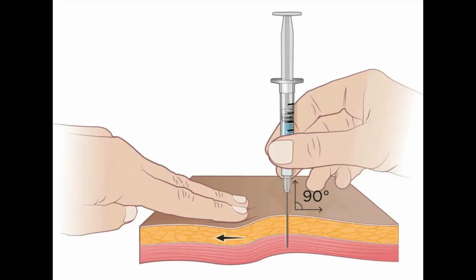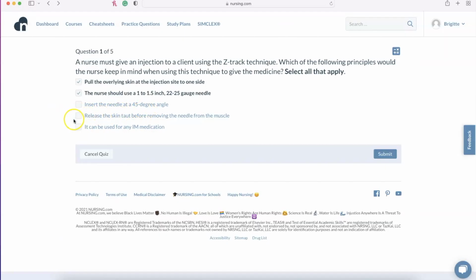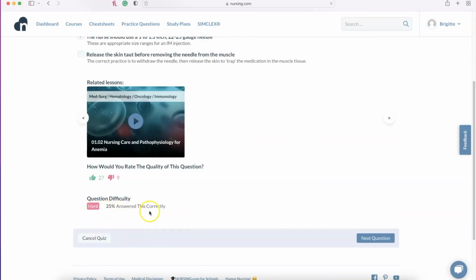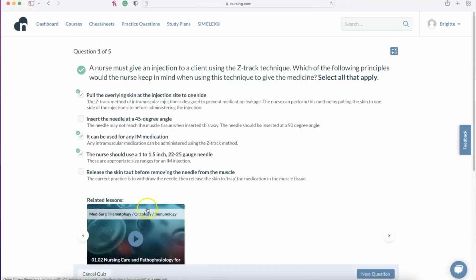With the Z-track method, if you remember, you pull the skin over to the side. So pull the overlying skin at the injection site. You need to use the appropriate needle length. You don't want to insert at a 45-degree angle. That's more sub-Q. And it can be used for any IM injection. Release the taut skin before removing the needle from the muscle? No. This was a hard question. 25% answered this correctly. So if you got it right, congrats.